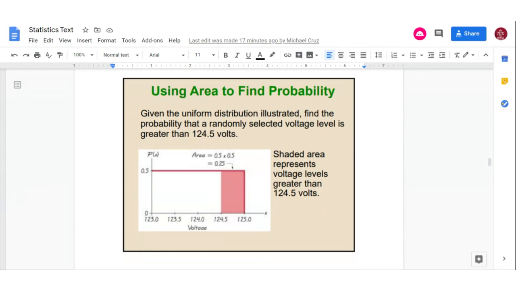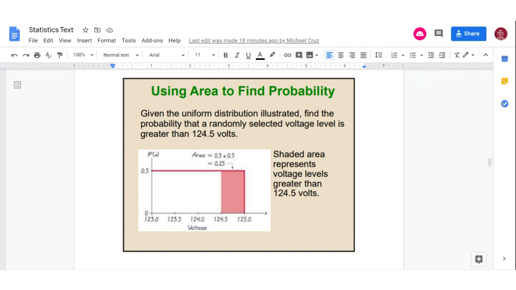On the horizontal scale is voltage, and each of the tick marks is about half of a unit. It starts at 123 and goes up to 125. So the four half units make a total distance along the horizontal axis of 2. On the vertical axis, we're dealing with P of X, which is probability, and you'll see that it goes up to 0.5. Believe it or not, 0.5 times 2 is 1. So the whole rectangle, not just a small area, represents probability, because the total probabilities can add up to is 1. You can't have a probability greater than 1.